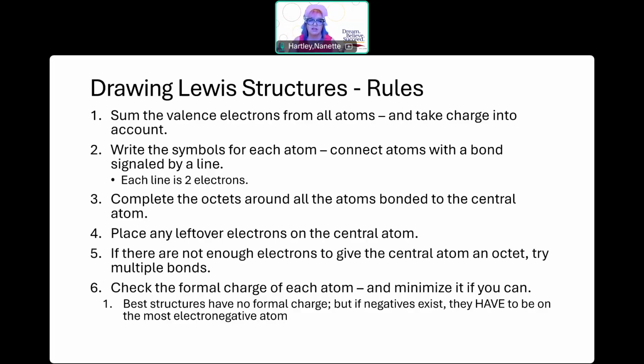So we fulfill the octets on the outside and then subtract all of the electrons that I used to make that happen. And if there are any electrons left over, whatever count of electrons I have left, those go on the central atom. Now there may not be any left, and that's okay. If there are some left, we put those on the central atom. Now, if I get to this point and there aren't enough electrons on my central atom, then I need to start making double bonds. We don't make double bonds unless we don't have enough electrons on the central atom.